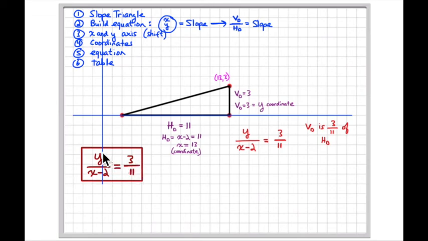So remember that this ratio is the number of units along each axis. It's not the coordinates of each axis, it's the number of units along each axis. So this is 3 units along the y-axis, and this is 11 units along the x-axis. So this is the equation. Y minus 0 is y, and x minus 2. That ratio, the number of units in each direction, is 3 to 11. So what that's telling you is the number of units in the vertical direction is 3/11ths of the number of units in the horizontal direction.